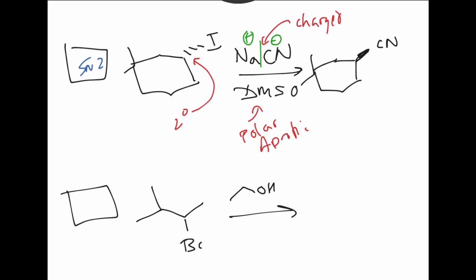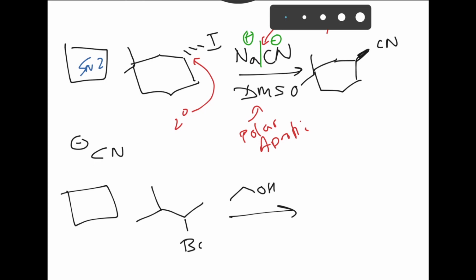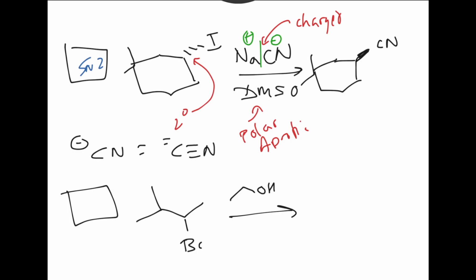And we're going to invert our stereochemistry. We're going to go from wedge to dash. And just to remind everyone, CN, that is C triple bond N. So if you see it written CN or C triple bond N, it's the same thing.